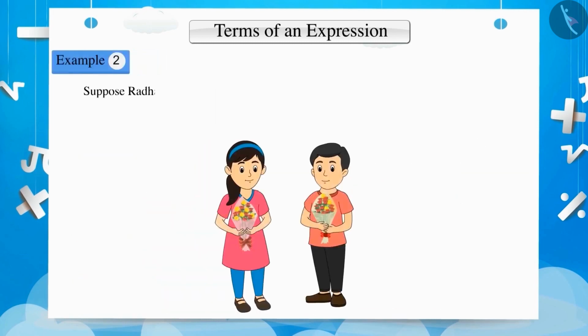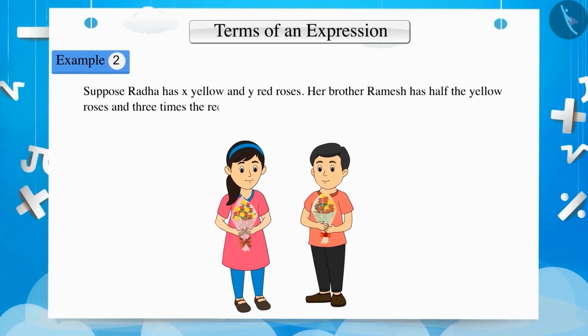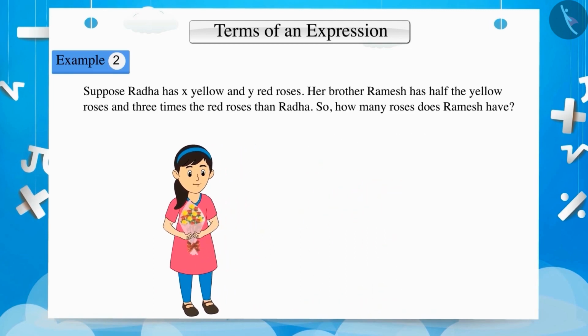Suppose Radha has X yellow and Y red roses. Her brother Ramesh has half the yellow roses and 3 times the red roses that Radha has. So, how many roses does Ramesh have? To represent the total number of roses Ramesh has, let's form an expression. Radha has X number of yellow roses and Y number of red roses.